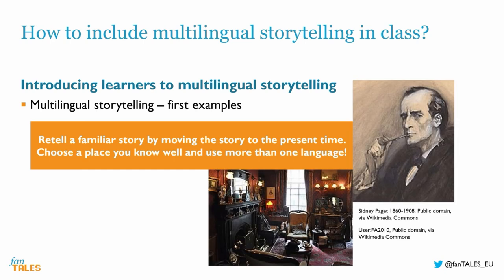A concrete example here might be retelling Sherlock Holmes in the present time, changing Sherlock's location from his famous flat in 221B Baker Street in London to a place the learners know best, their home. You'll be surprised about the creative, vivid ideas about an unfolding conversation on how to solve a chosen mystery.